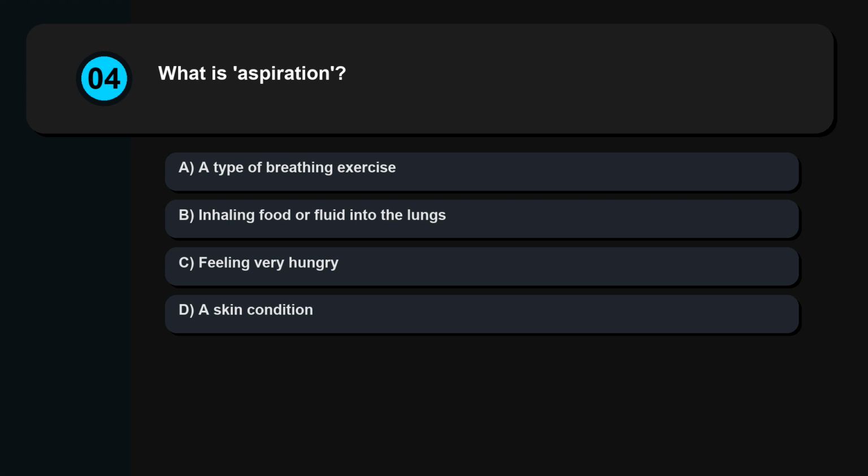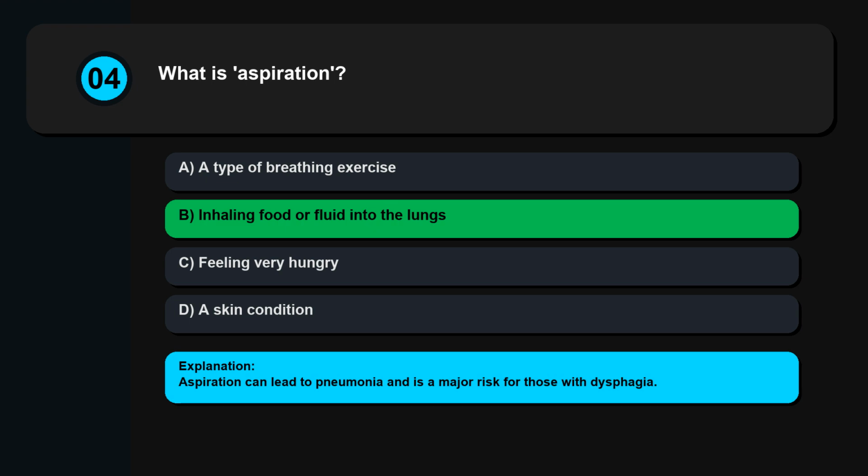Question 4. What is aspiration? A type of breathing exercise. Inhaling food or fluid into the lungs. Feeling very hungry. A skin condition. Aspiration can lead to pneumonia and is a major risk for those with dysphagia.